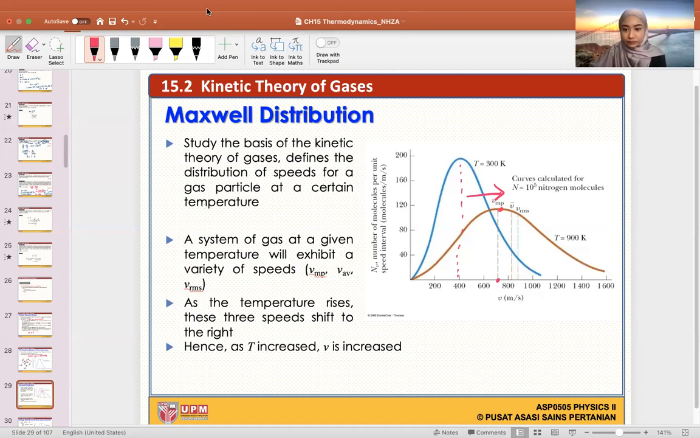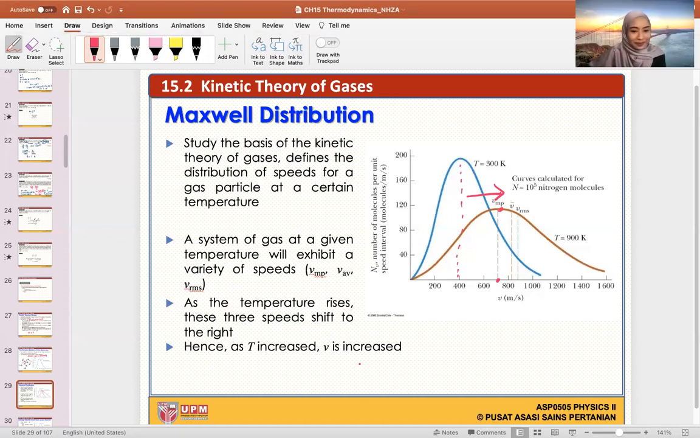Okay, so a system of a gas at a given temperature will exhibit a variety of speeds: VMP, V average, V RMS. Just bear with me. I know this is like, oh no, not this again. I would say the same thing. So VMP is most probable speed.